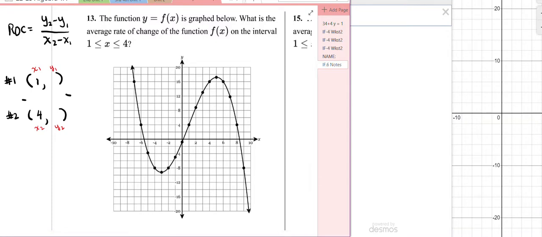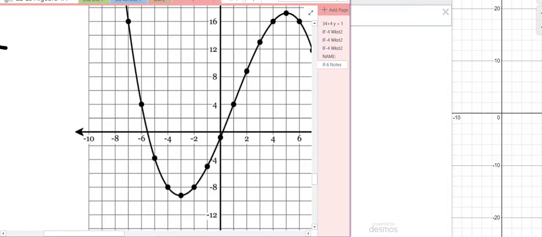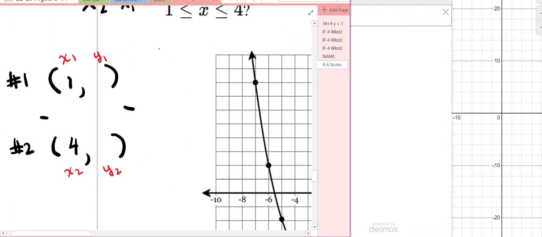So the first thing you need to do is find x equals 1. So you go to the x-axis and we find x equals 1. If I can zoom in. Right, x equals 1 right here, and it looks like the y value is 4. So we know this y value is 4.